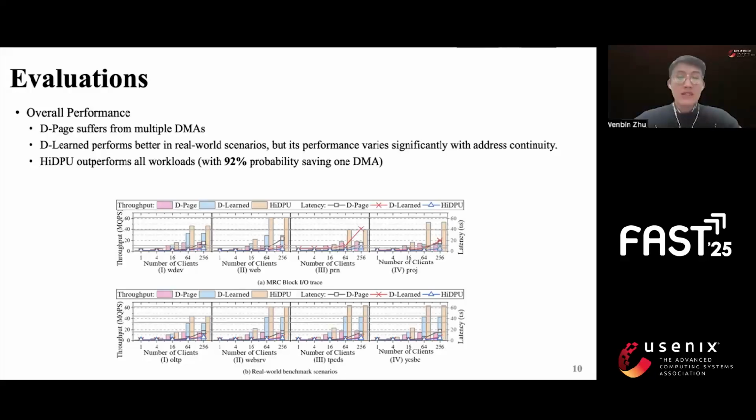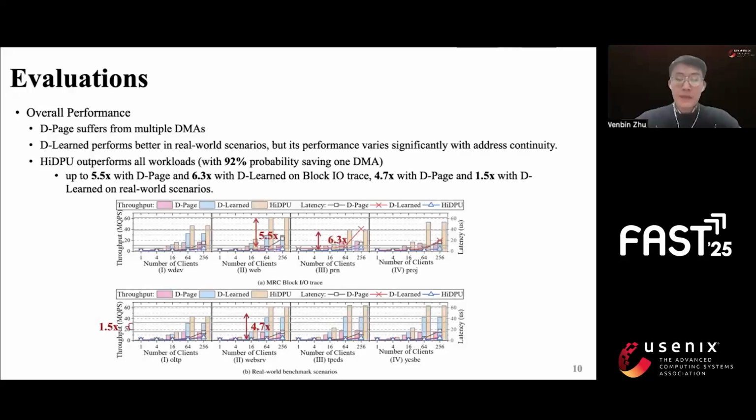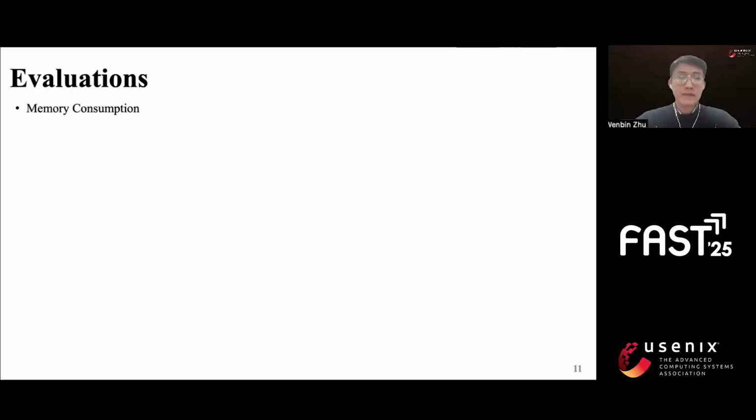With the help of pilot cache, HiDPU has more than 92% probability to obtain the target mapping entry with only one DMA operation, which gives it the best performance among all traces. As a result, HiDPU can achieve a minimum of 1.5 times to a maximum of 6.3 times performance improvement. The DPU memory usage of all indexes is already constrained to within 4 megabytes.